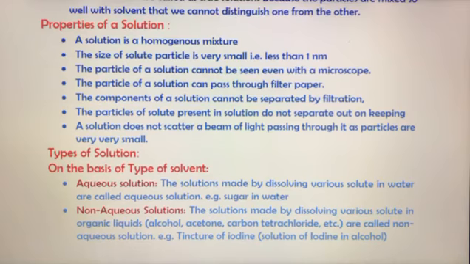The size is so small. Then, the components of a solution cannot be separated by filtration; the components of a solution are not separated by the filtration process. Solute and solvent are not separated from each other by the simple process of filtration, because filtration is a physical process.